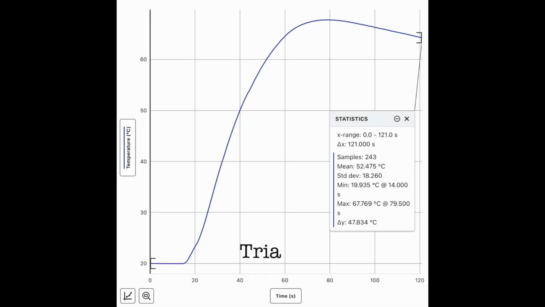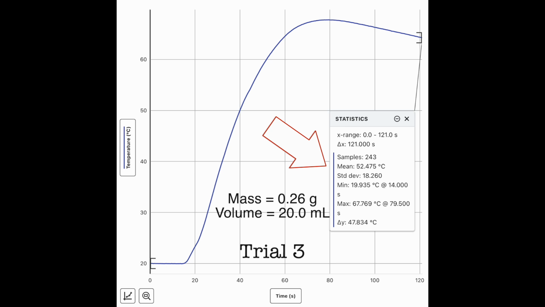And finally, in my third trial of the lab, I used 0.26 grams of the magnesium like I did in the first trial. Once again, I take a close look at those maximum and minimum temperatures and put them into my data table. Now I have all the information I need to do the calculations and analysis portion of this lab.